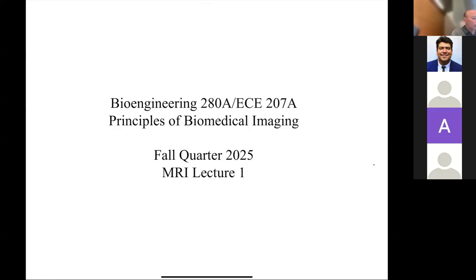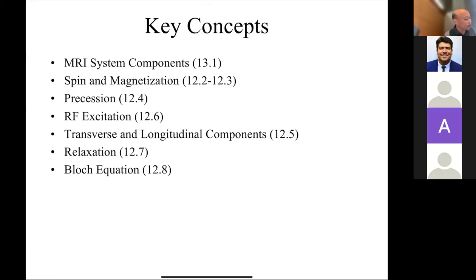So today we're going to cover these topics, most of them at least. We're going to talk about what an MRI system looks like, and then we'll talk about spin and magnetization, and probably get through precession and RF excitation.